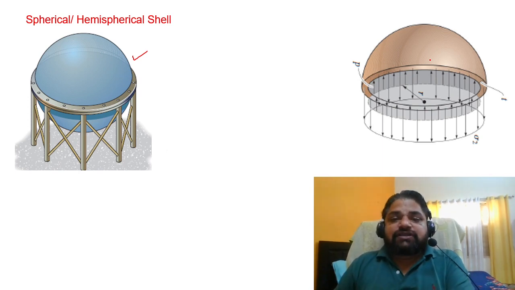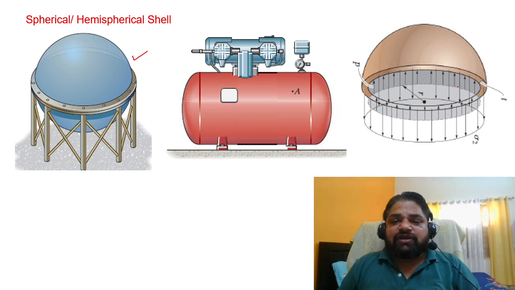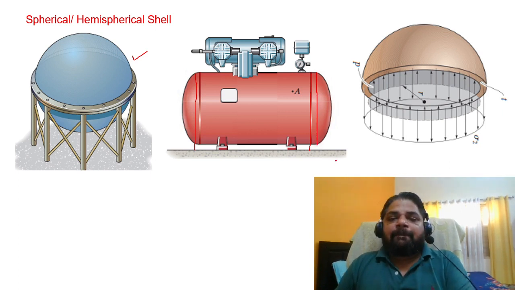Why so? Just a similar kind of another example I have shown here. A compressor, an air compressor I am talking about here. It is looking like an air compressor, and these ends are different. If I take the whole body as a cylinder, these ends are like hemispherical ends.